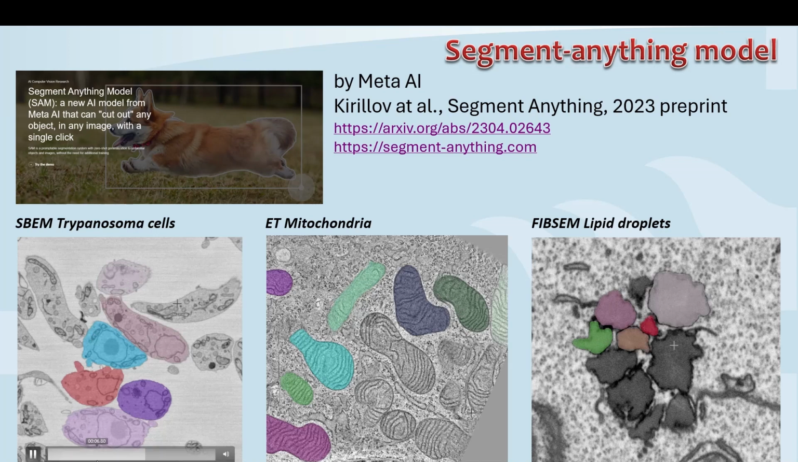So for example, on the left side, it's the segmentation of cellular profiles from the serial block face scanning electron microscopy dataset. In the middle, segmentation of mitochondria from the dataset acquired with electron tomography. And here, the segmentation of lipid droplets from a dataset acquired with the focused ion beam scanning electron microscopy.